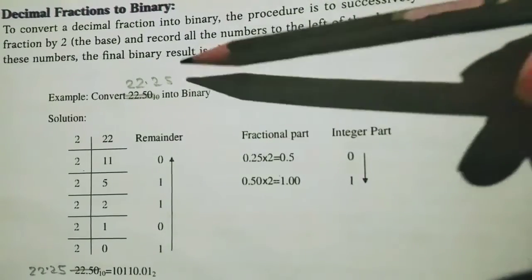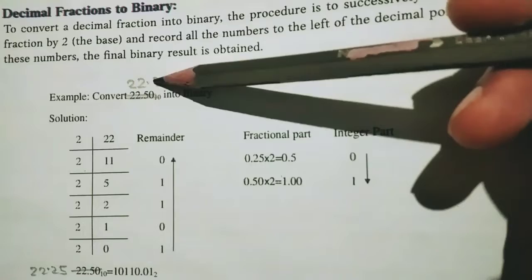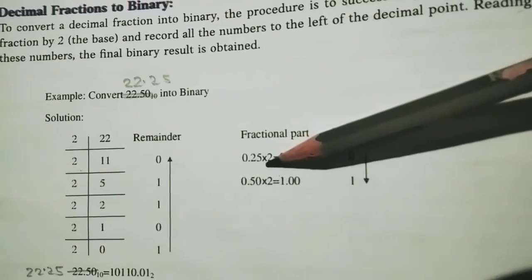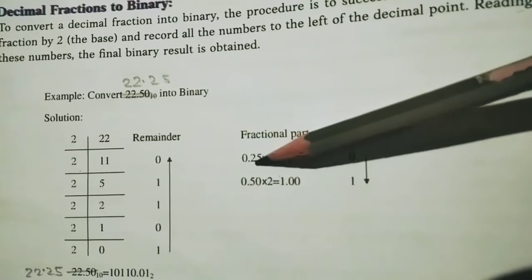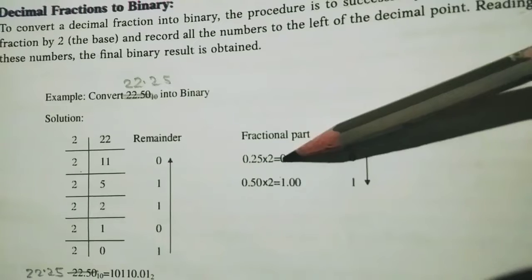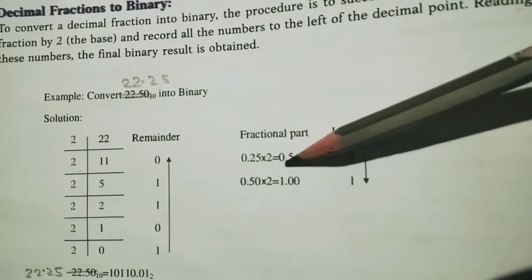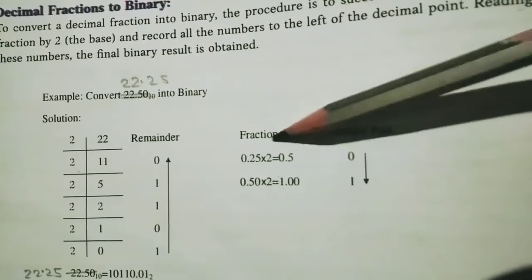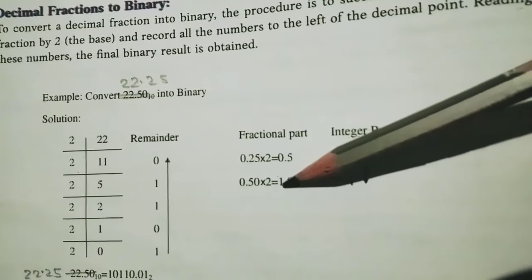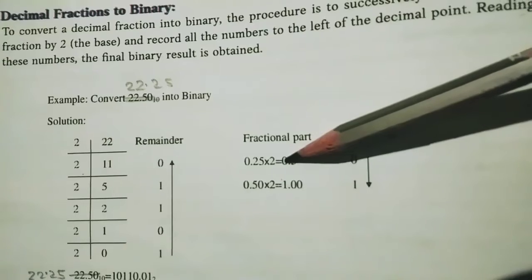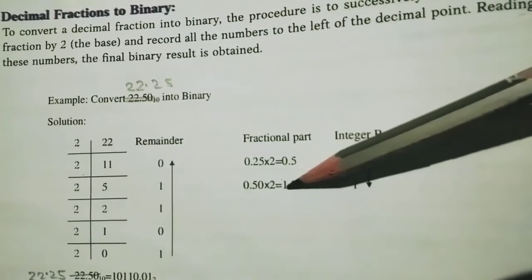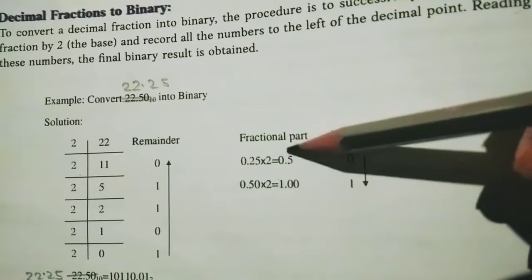For the fractional part you have to multiply. The fractional part here is 0.25, so you multiply 0.25 by 2. Why 2? Because the binary digit base is 2. You start multiplying the fractional part by 2. Again, when this answer comes, you multiply the fraction part by 2 again, until you get the answer 1. When you get the answer 1, you stop.